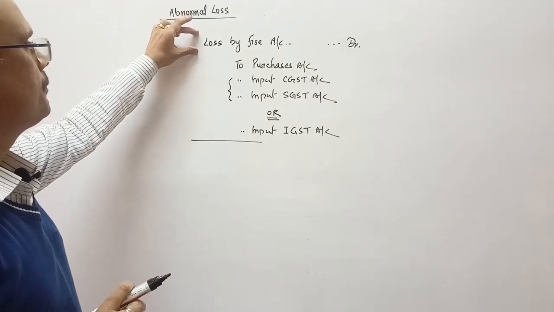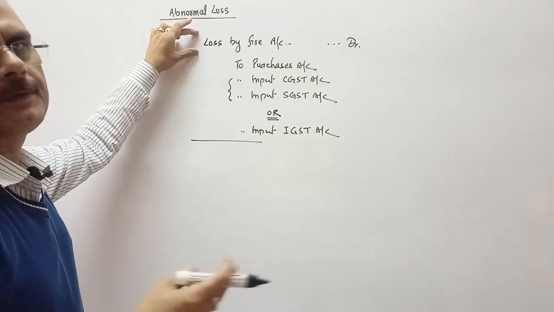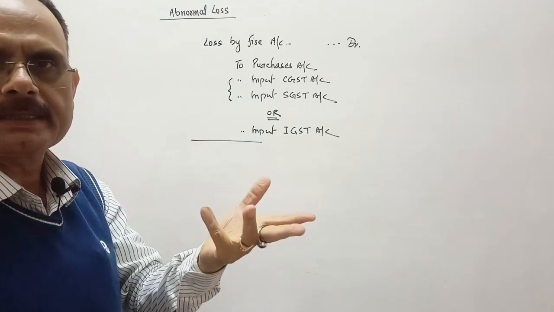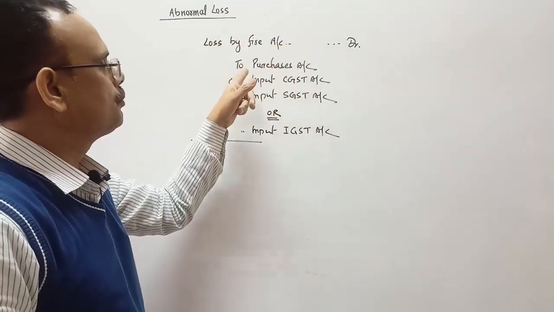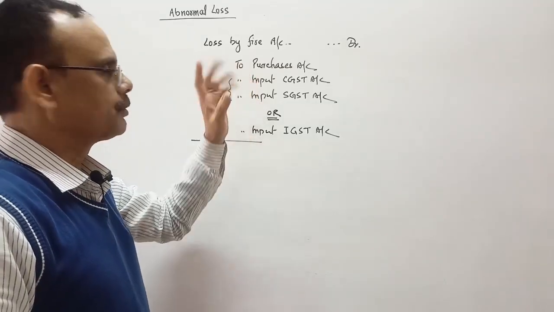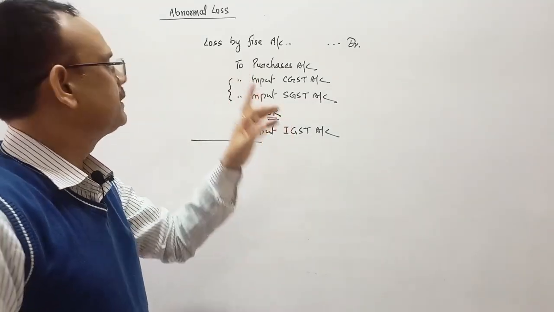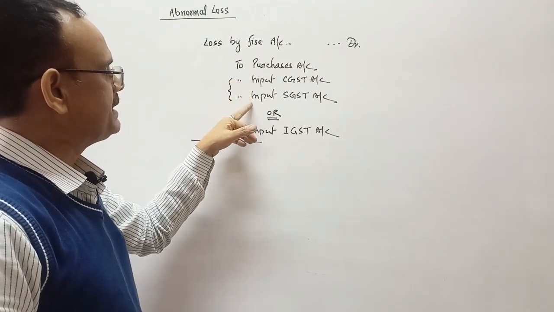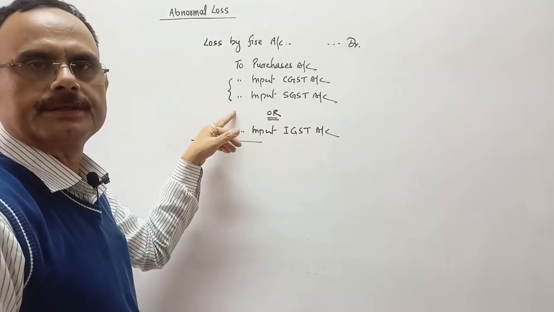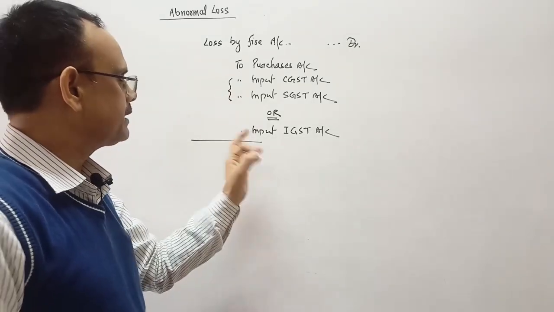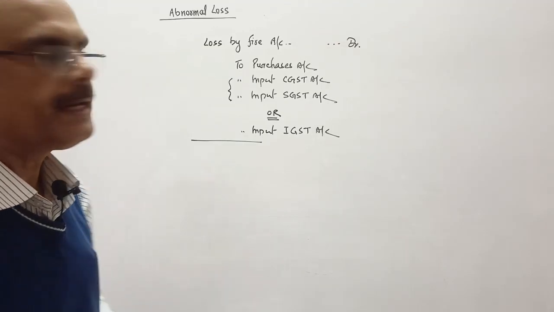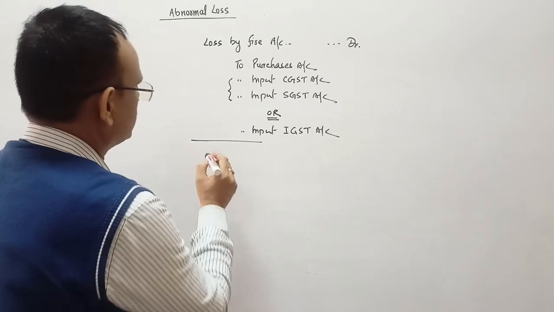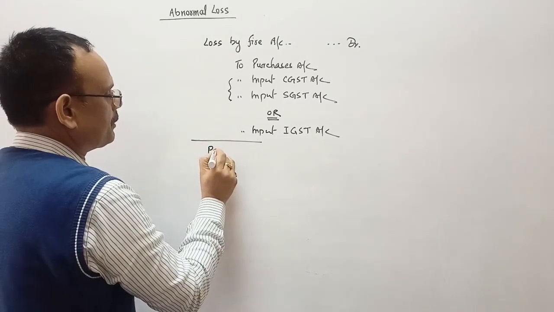So loss by fire account debit, and if it is lost by accident, then loss by accident account debit, and if it is a loss by theft, then loss by theft account debit to purchase account. If goods is lost or goods is theft, then purchase will be credited. Input CGST, input SGST if it is intra-state, and if it is interstate, then input IGST account will be credited. Is it clear?